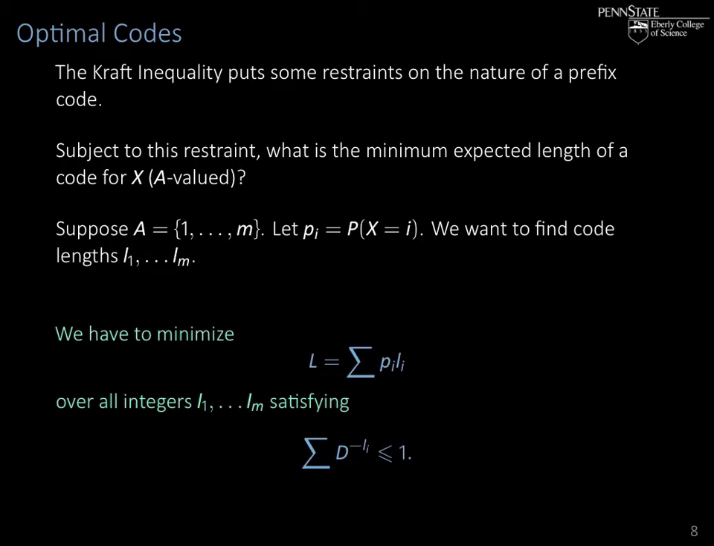So suppose we have our alphabet A, and we now abbreviate the distribution P of X, the probability of X being equal to i, as just P sub i. And we want to find code lengths L1 up to Lm such that we minimize this, which is the expected code length L, over all integers L1 up to Lm satisfying the Kraft inequality.